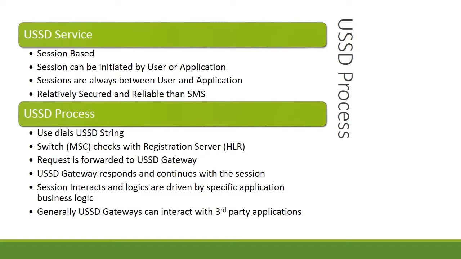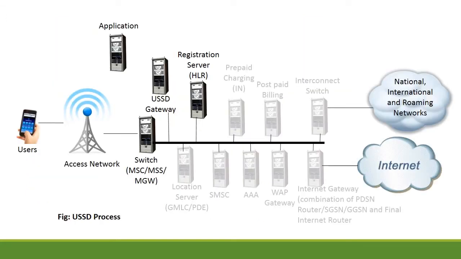USSD is relatively a secret channel and much more reliable. For example, SMS can fail to deliver after it goes to the SMSC, and SMS can fail at different points. But USSD is relatively more reliable. Either the session will be established or it will not be established. If a session is established, then information exchange is more reliable. There is no possibility that the application sends information but it is not delivered to the subscriber. So the information exchanged through USSD is much more reliable, we can say.